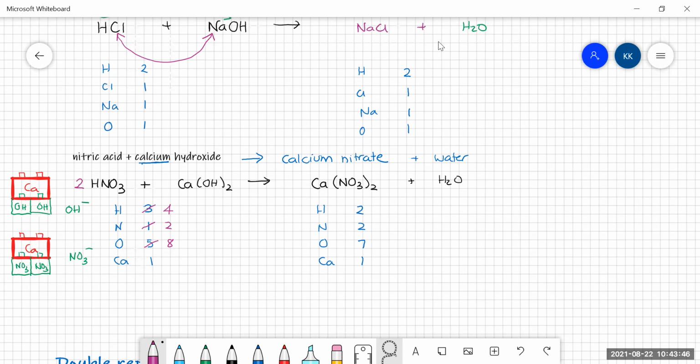So hydrogen, I have 4 hydrogens on the left-hand side, but I only have 2 on the right-hand side, which means on the right-hand side, I'm going to need to multiply the water by 2, and that will bring that up to 4. But having multiplied water by 2 also has multiplied that oxygen by 2, which means now for oxygen, we have 2 oxygens in the water plus 6 in the calcium nitrate. So altogether we have 8. Sit back, have a look, and fantastic, our equation is now balanced.